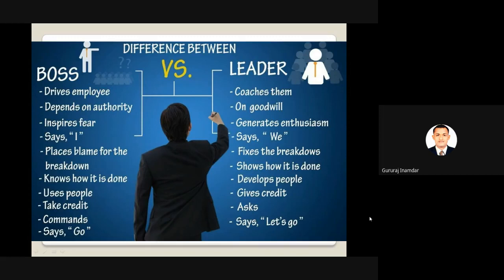Now, boss knows how it is done, and leader develops people. Boss will always ask you, why have you not made this work, but leader will say, this is the procedure of work, and give it. Now this is nothing but the development of people. Leader will try to develop people. Boss only wants things related to the work. Boss will say, tell me how the work went. But leader will develop people with the help of explanation or giving information about the particular work. Okay, so this is also a difference between boss and leader. Is it right?